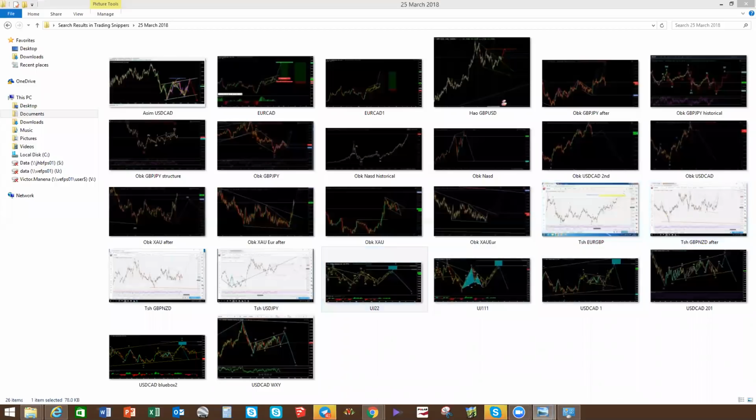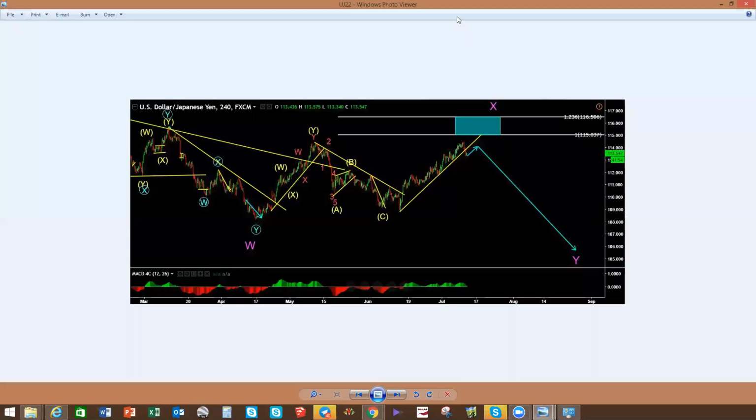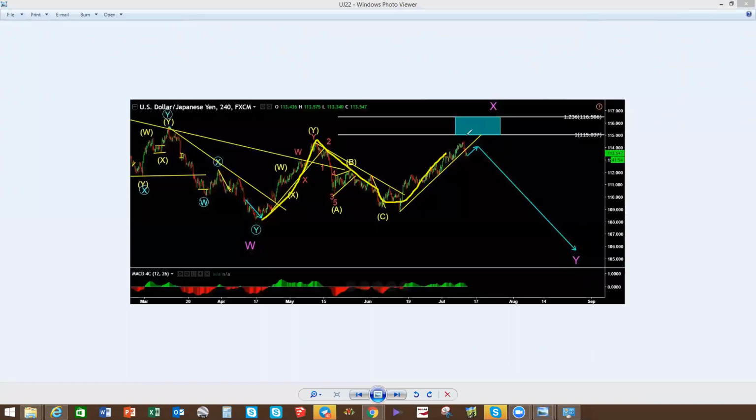All right, so this is the chart that was posted last year, July. As you can see, already in July we were forecasting that we wanted to come down to the 106, 105 area. This was when we had that 1, 2, 3 here with the blue box. It actually tested the blue box before it came down here.